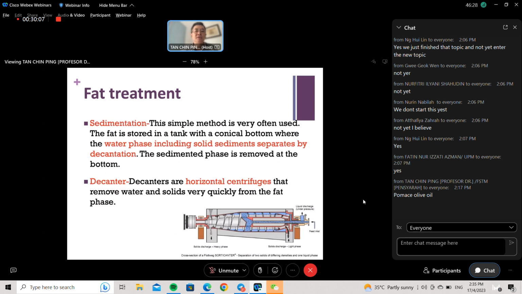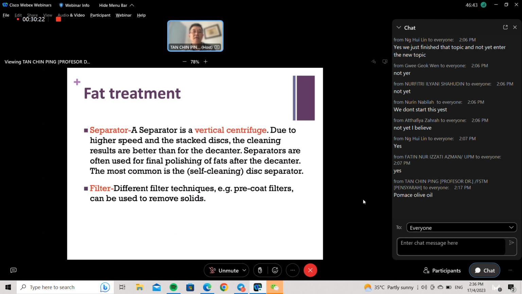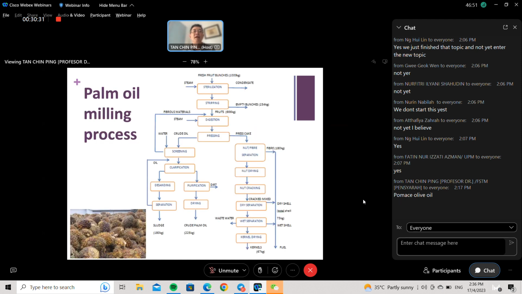Okay. So I don't want to go into wording again, because I already explained to you why it is called a decanter. A decanter, which I mentioned just now, is a horizontal centrifuge, while a separator is a vertical centrifuge. I mentioned a filter just now to remove the solid particles out of it. So that is the rendering process for the animal kingdom.